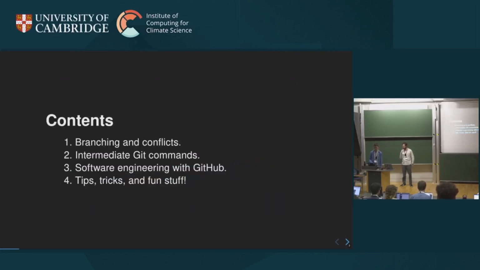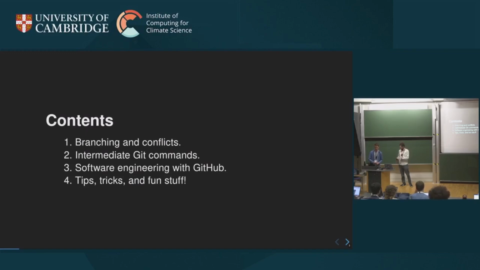We're going to cover 4 main things. First, branching and conflicts. The beginner's course goes about as far as the idea of branching, but we're going to go into that in a little bit more detail, discuss when and how to use branches, and how to address conflicts. We're then going to look at some of the more intermediate commands that weren't covered in the beginner's course, for example rebase or git stash.